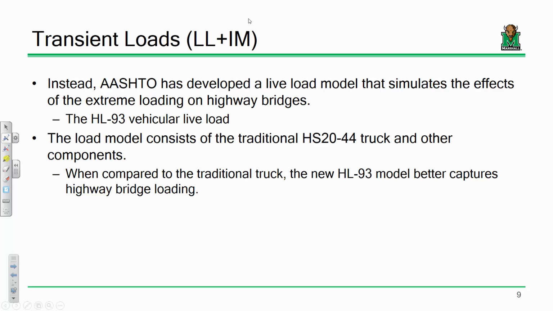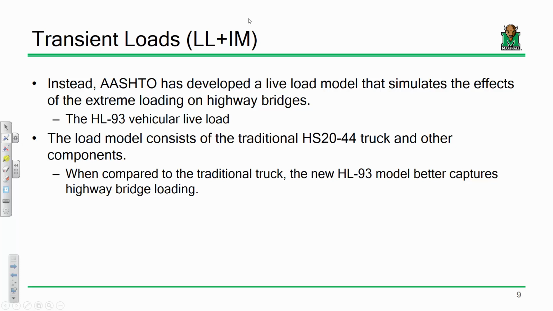So to keep it simple, you go out and monitor weigh-in-motion data on highway bridges and collect all the data on the maximum moments and maximum shears that bridges are seeing, et cetera. And then you try to develop a load model that will mimic what you're getting in the real world.